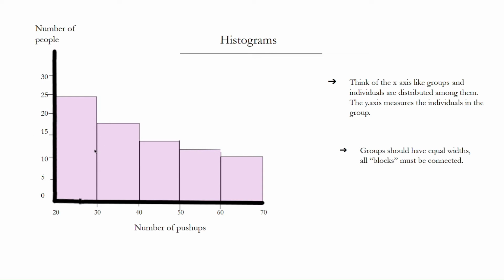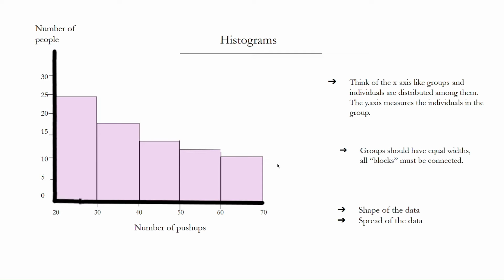Remember, all blocks should have the same width, and all these bars or blocks, whatever you like to call it, must be connected, because there is a reason behind this. Let's say group 1 is from 20 to 30, and group 2 is directly from 30 to 40. So it isn't from 31, but it's also from 30. So there isn't actually a number between 30 and 30. So there shouldn't be a space in between first and second block.